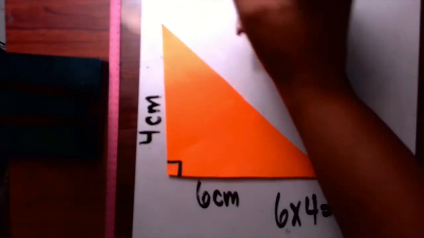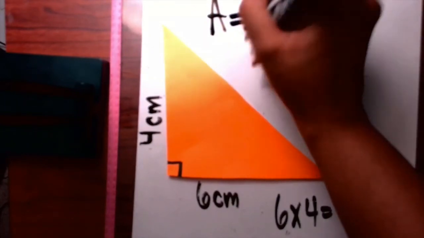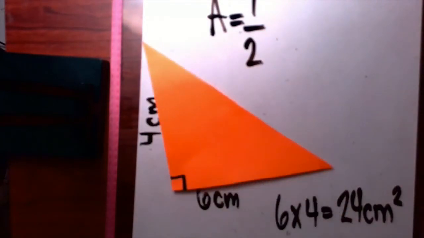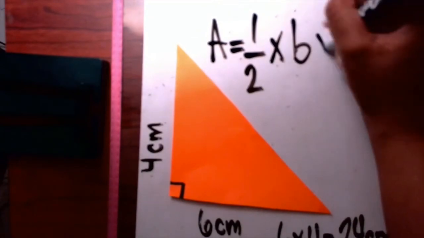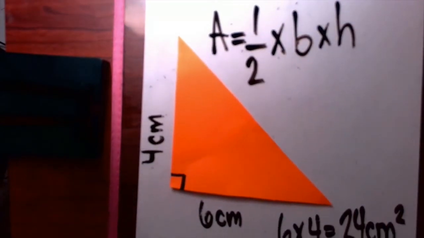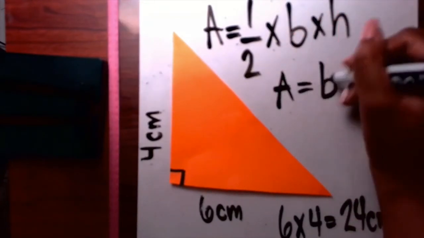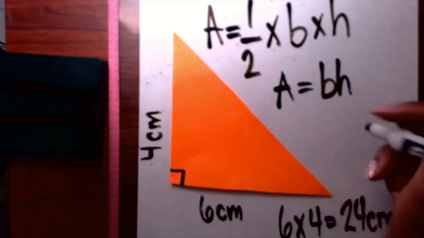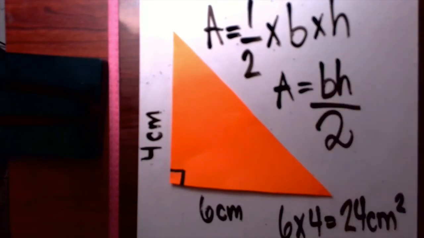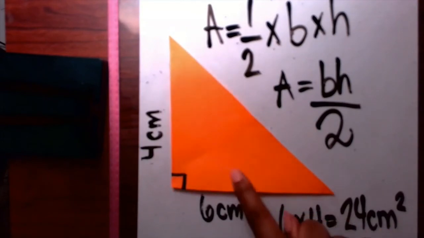Our formula for the area of a triangle is area, or A, equals 1/2, because we only want half when we're talking about a triangle, times base times height. Another way that you can say this is area of a triangle equals base times height, and I can just put B and H right next together, which means multiply, divided by 2, because I only want half.